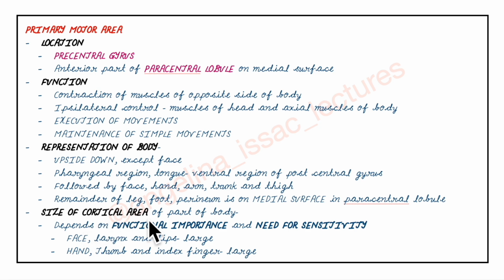Now the size of the cortical area depends on the functional importance and the need for sensitivity, that is face, larynx and lips. They have a large cortical area, and hand, thumb and index finger also have a large cortical area on the primary motor area of the cerebrum.